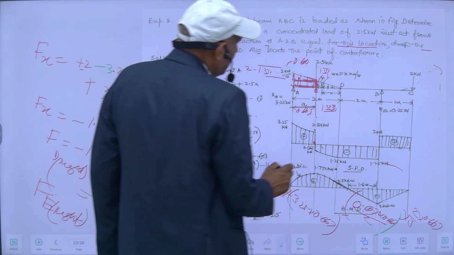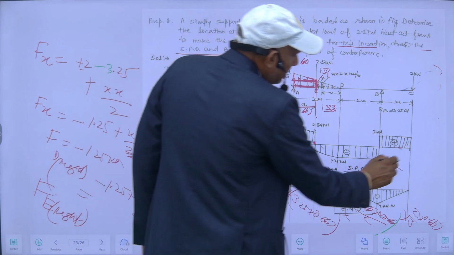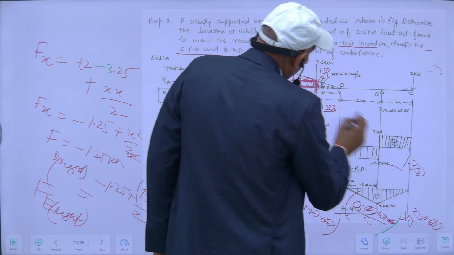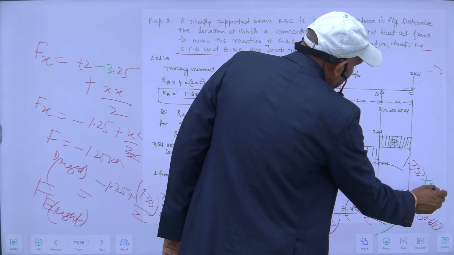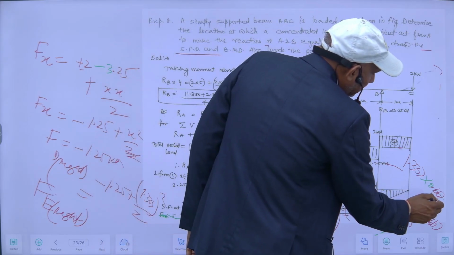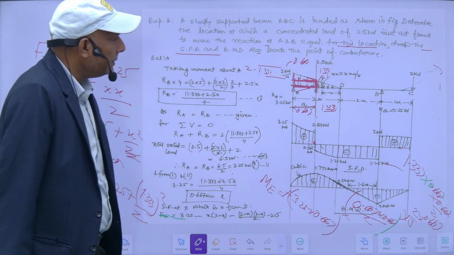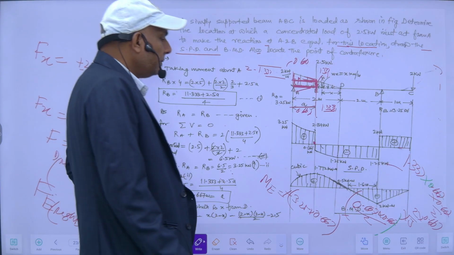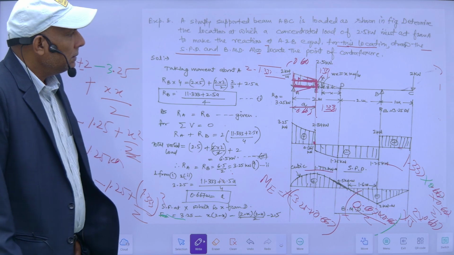This is equal to 1.333 into, this is a rectangle, into 0.667, and this will act at half of this one. With this I will calculate the bending moment here. So this will be equal to 1.772.